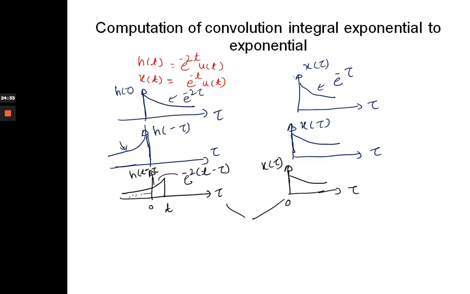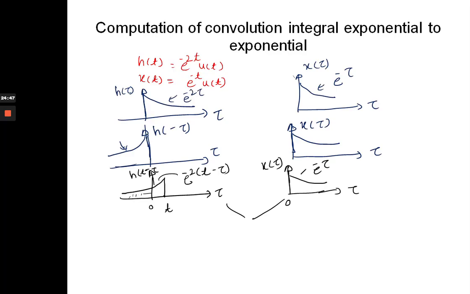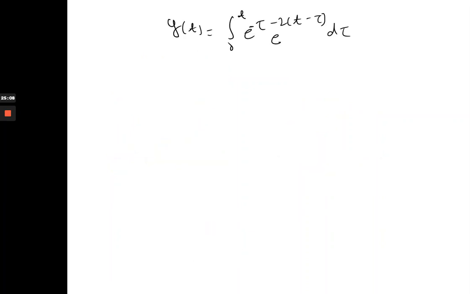See here, this one is e raised to minus tau, and this is e raised to minus 2 times t minus tau. Take the product of these two, d tau. The integration limit is from 0 to t because this signal will be like this and will start from 0, so they intersect only during this period. Hence we take the integration from 0 to t. We rewrite this as the integral from 0 to t of e raised to minus tau, e raised to minus 2t, and e raised to 2 tau d tau.